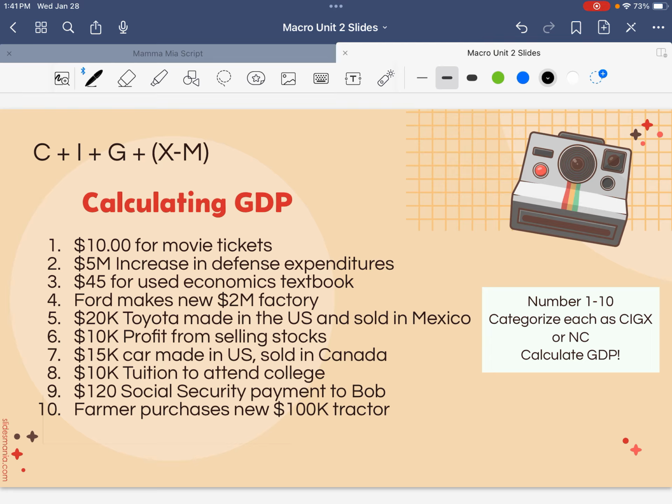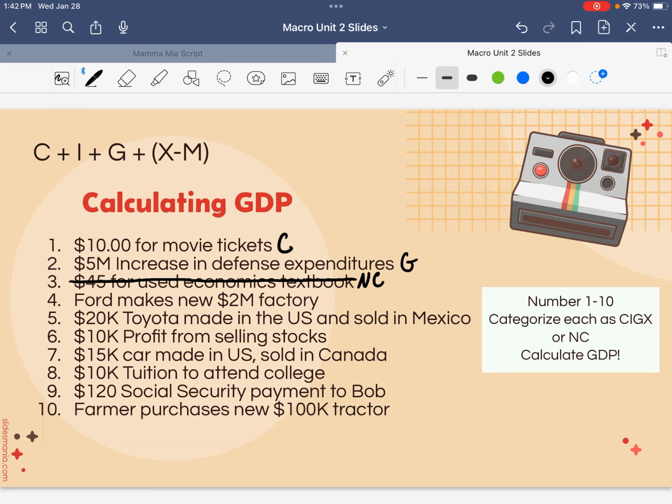So $10 for movie tickets, already talked about that. That's consumer spending. So next to number 1, right? C, consumer spending. Okay. Number 2, $5 million increase in defense expenditures. Make a guess. This is going to be government spending. Okay. Number 3, $45 for a used economic textbook. This does not count. So I'm going to cross it out, and we do not want to calculate that.